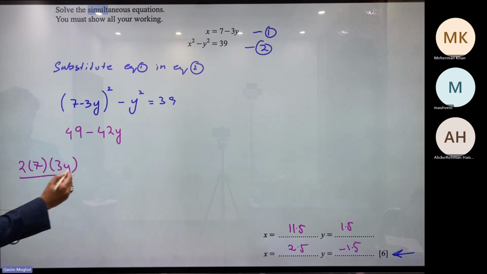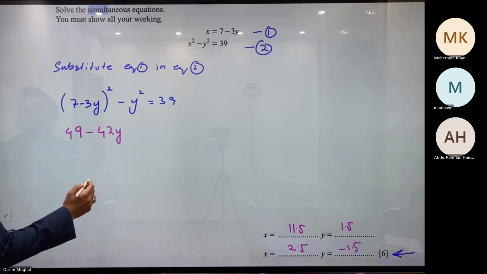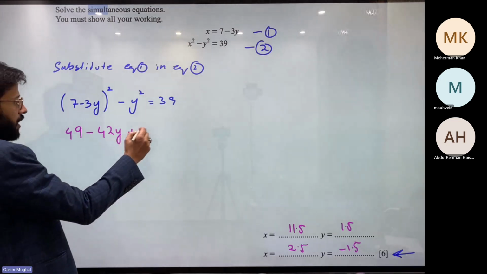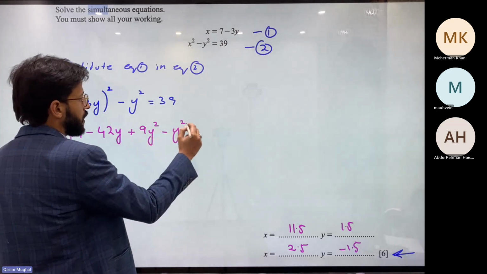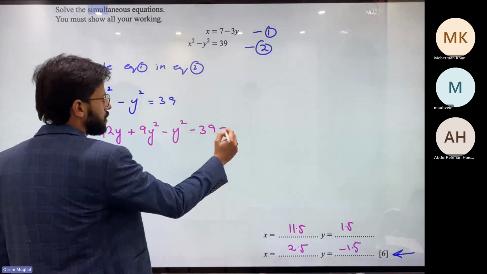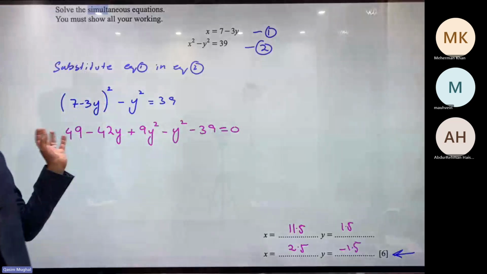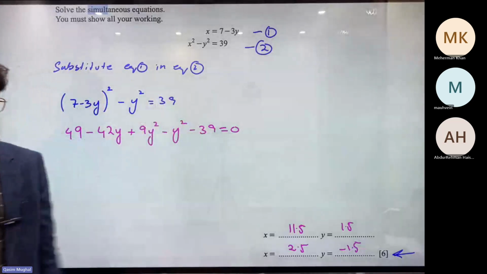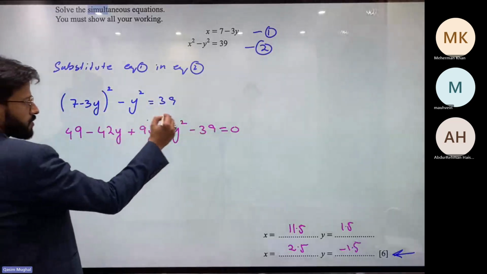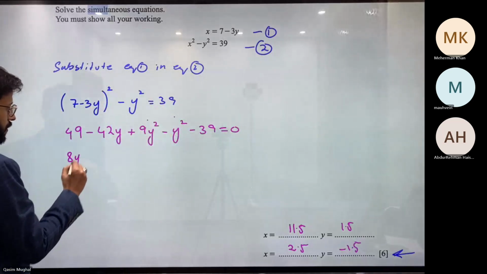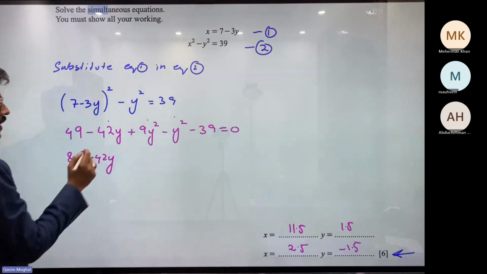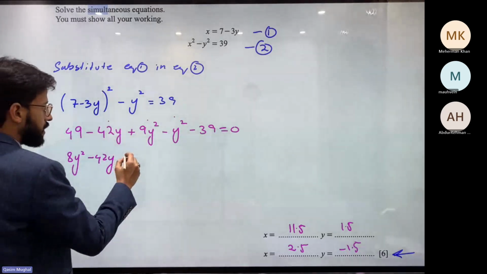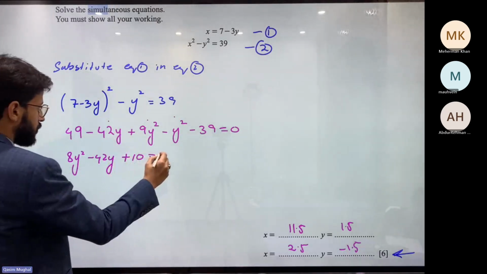ठीक हो गया, इनको मल्टीप्लाई करें 42y आए, ठीक हो गया. This is algebraic identity. Okay, plus b squared plus 9y squared, and then minus y squared minus 39 equals to 0. So I'm obtaining a quadratic equation, so I'm keeping 0 on the right hand side. Okay, so 9y squared minus y squared is 8y squared minus 42y. 49 minus 39 is plus 10 equals to 0.